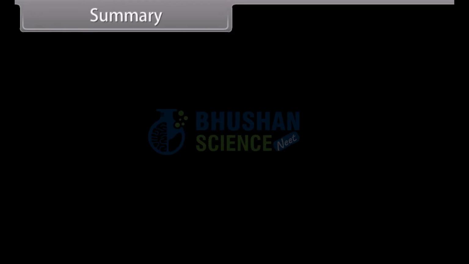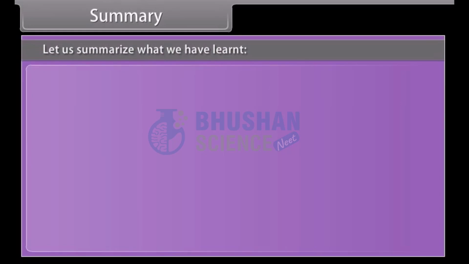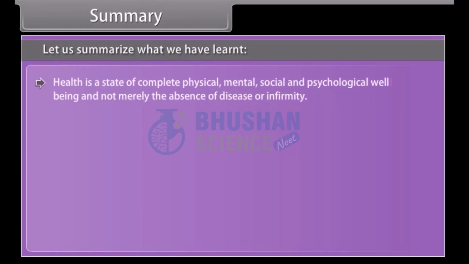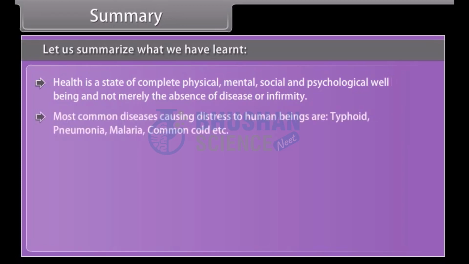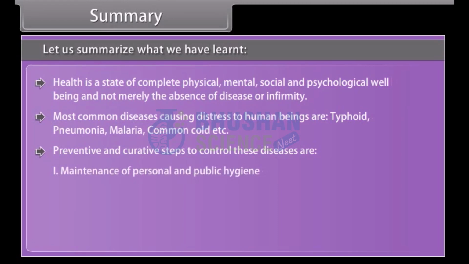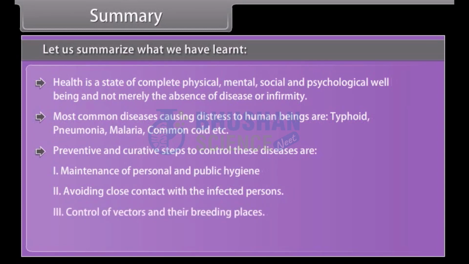Summary. Let us summarize what we have learned. Health is a state of complete physical, mental, social, and psychological well-being and not merely the absence of disease or infirmity. Most common diseases causing distress to human beings are typhoid, pneumonia, malaria, common cold, etc. Preventive and curative steps to control these diseases are maintenance of personal and public hygiene, avoiding close contact with the infected persons, control of vectors and their breeding places, use of vaccines and immunization programs.